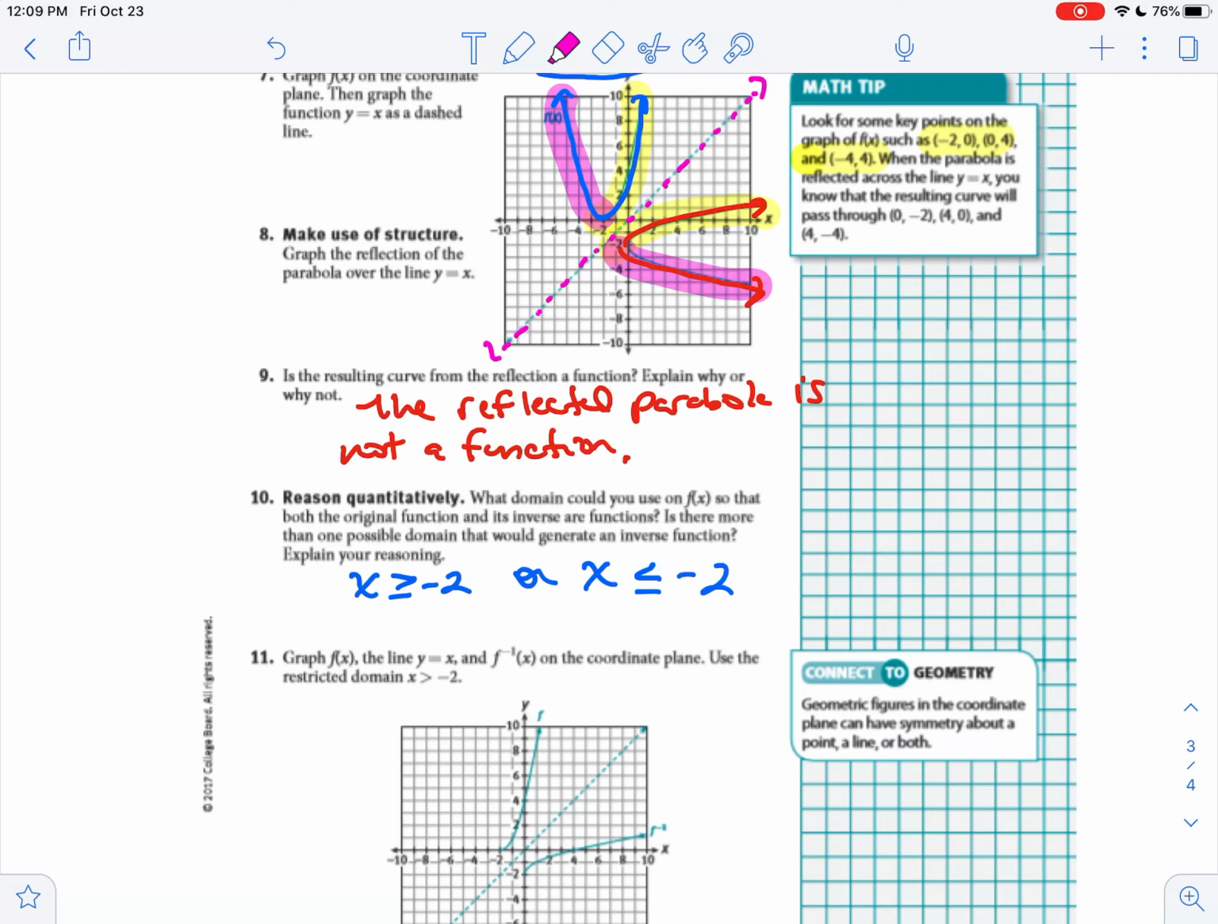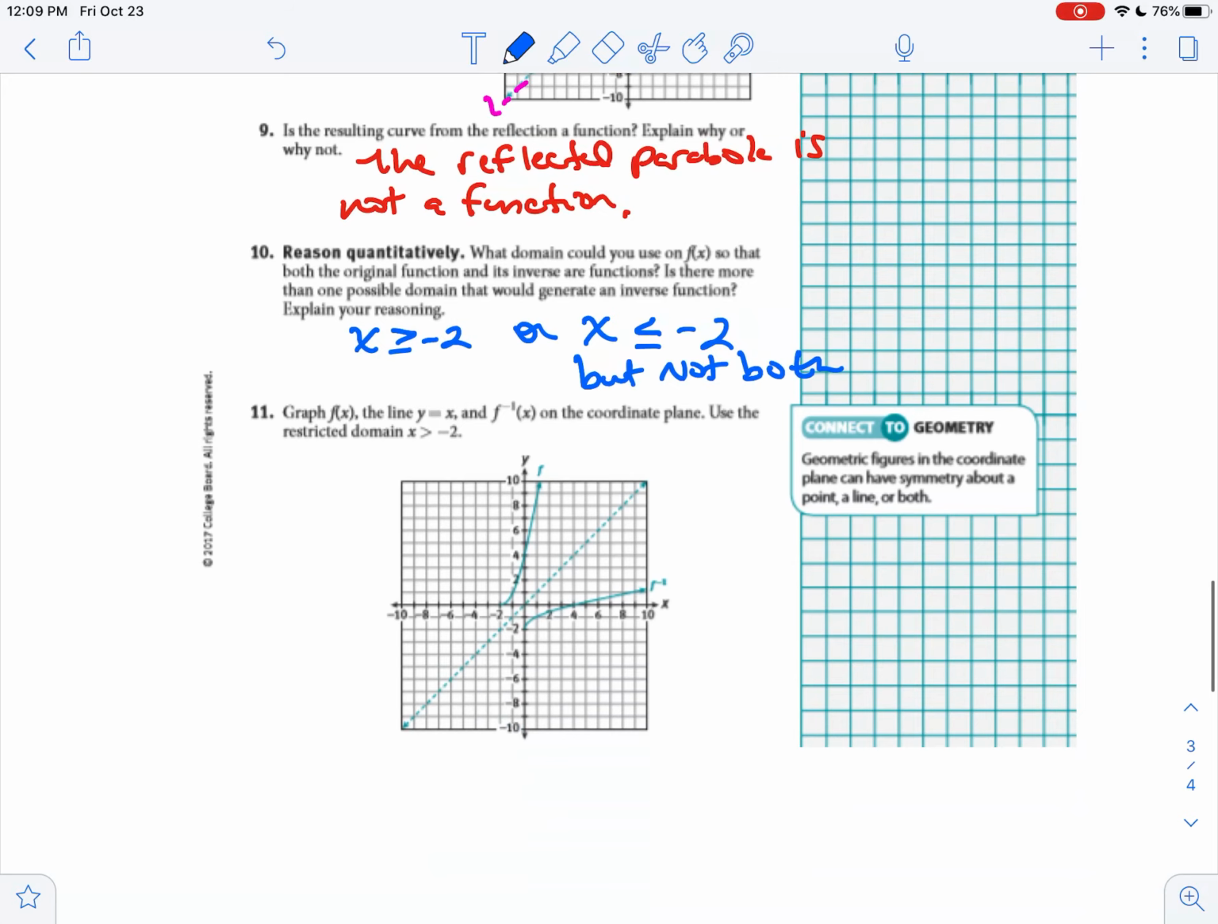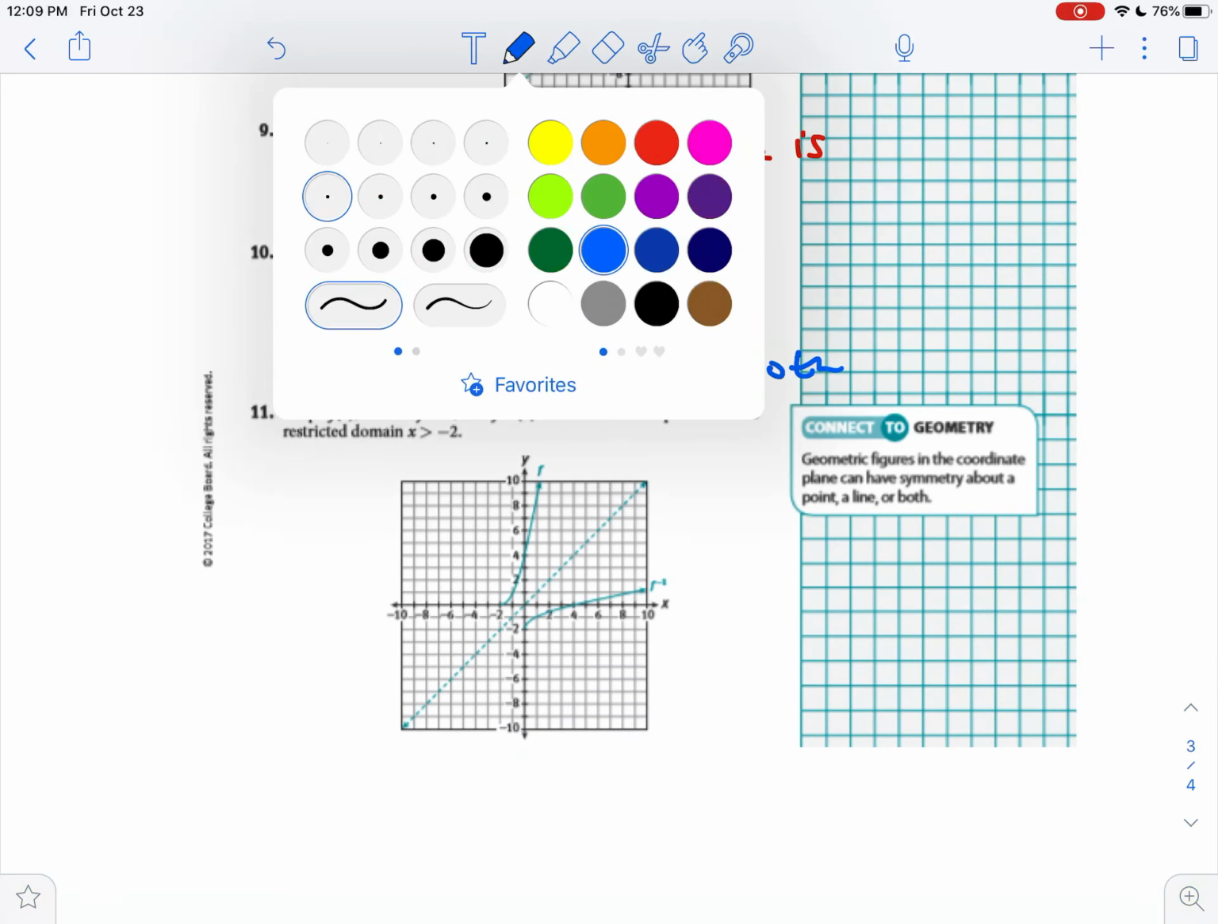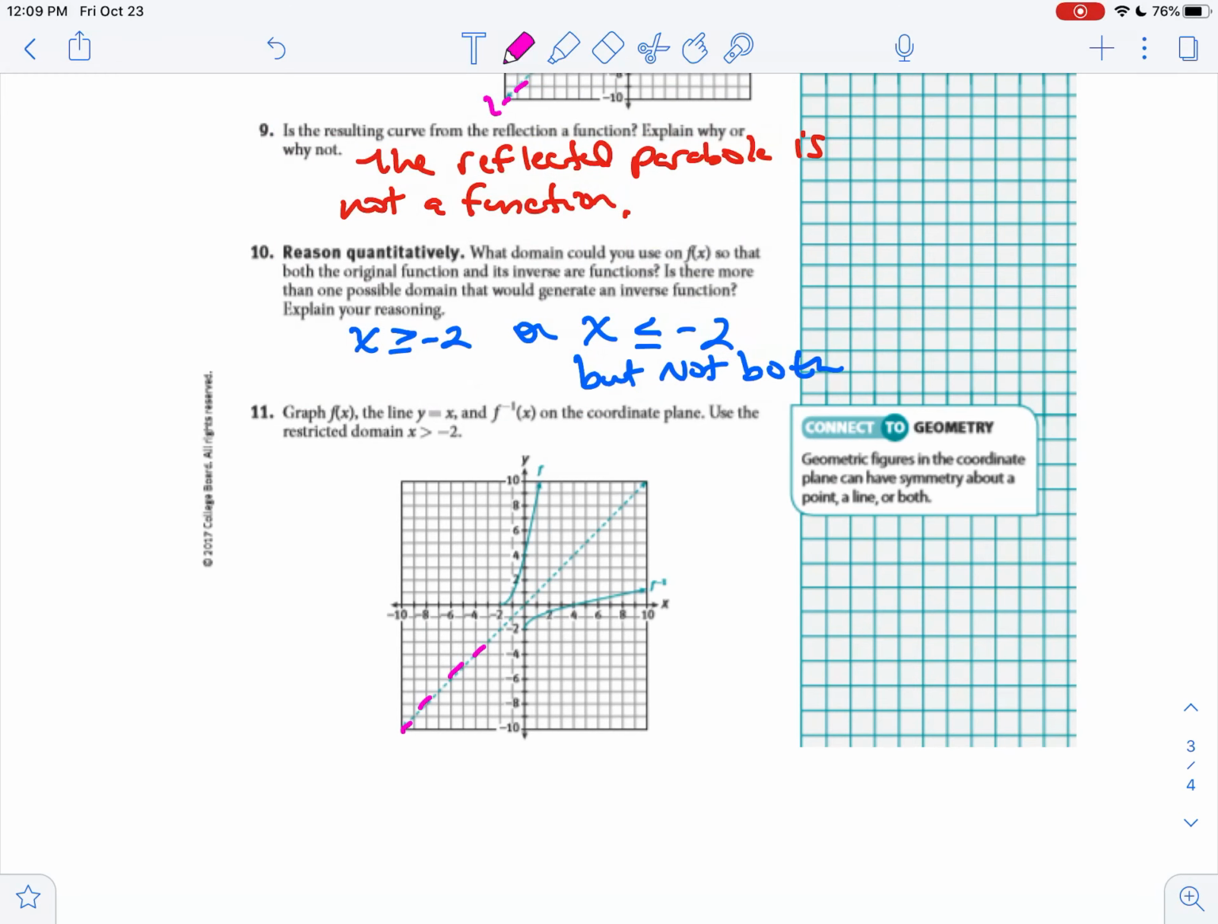Well, then we're going to be just graphing this half of the graph, or this half in the graph when it reflected, but just not both. Okay, so, but not both. Both would be all real numbers. So we're going to do that.